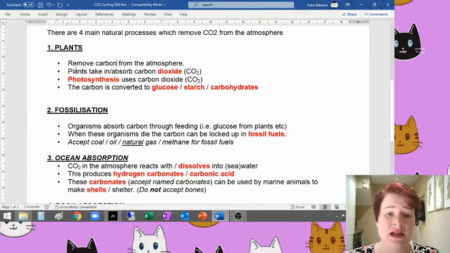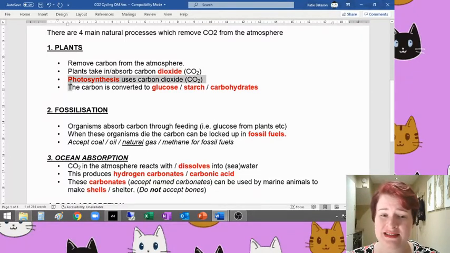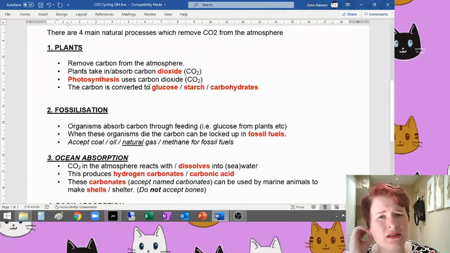So there we go. Plants take in slash absorb carbon dioxide. So the higher mark there is for specifying that it is carbon dioxide, not just carbon. Photosynthesis is the name of a process, so that's going to get you a higher mark again. And the carbon is converted to, we did talk when we were doing the carbon cycle about the forms that the carbon is present in.